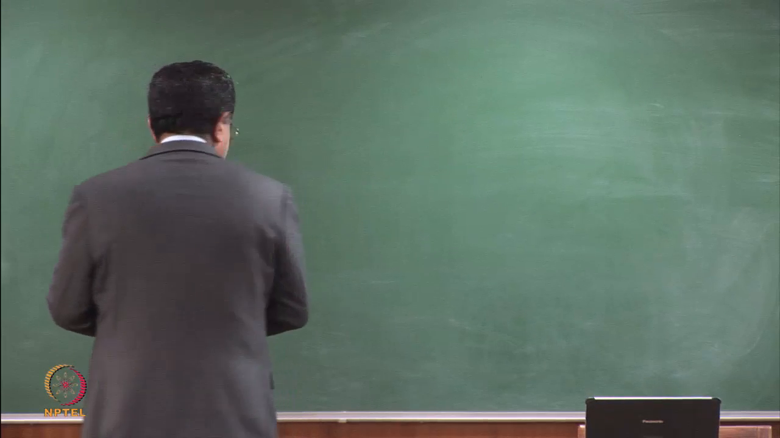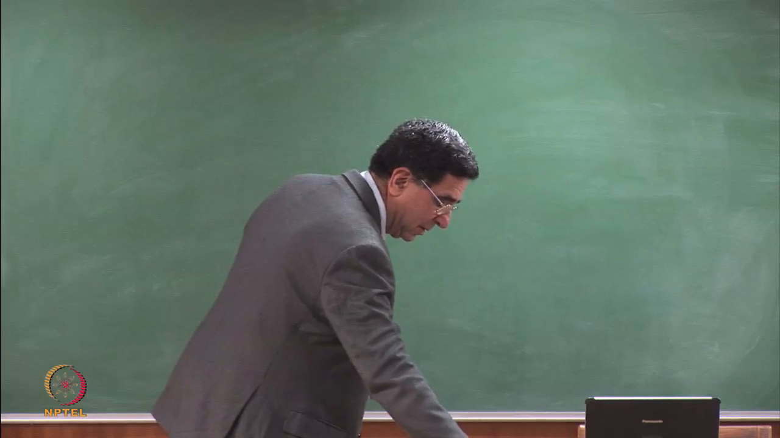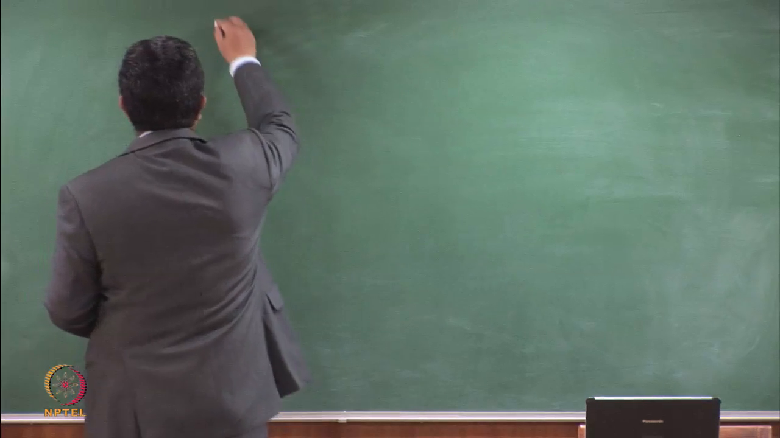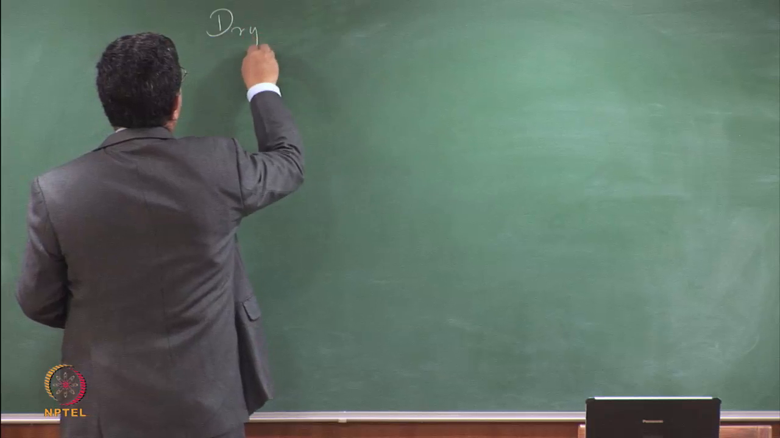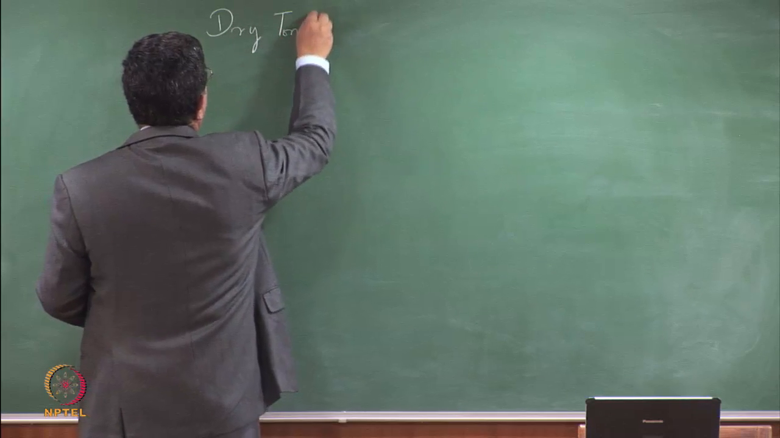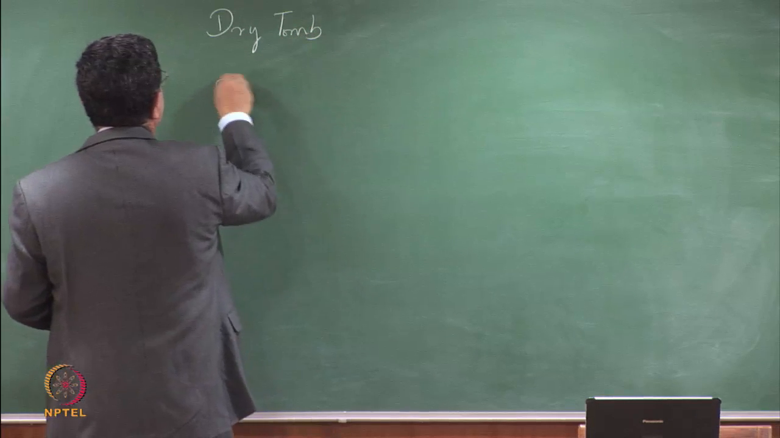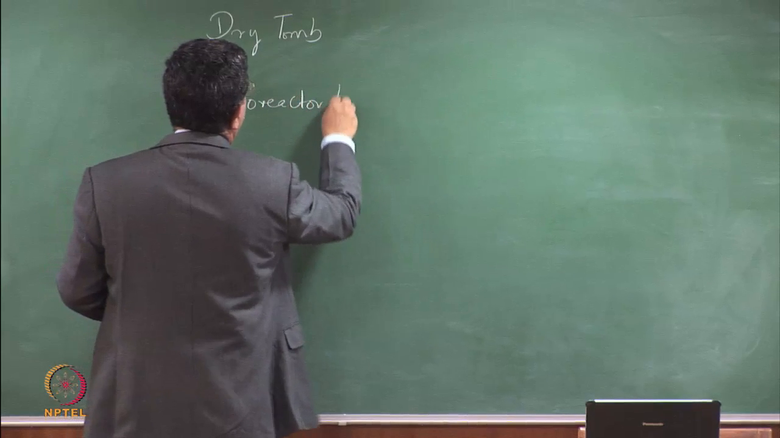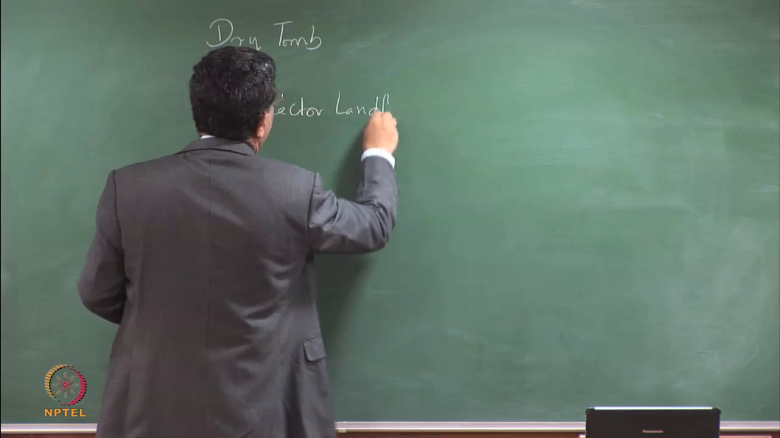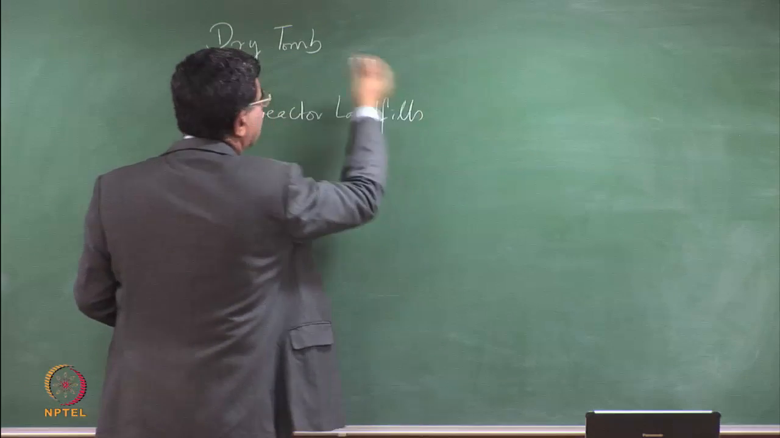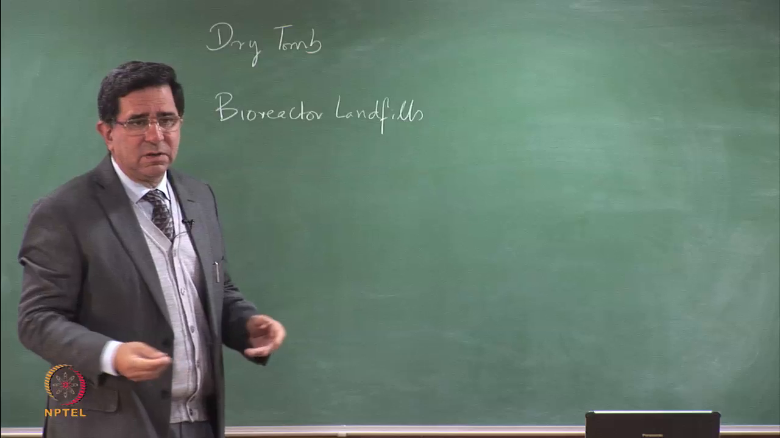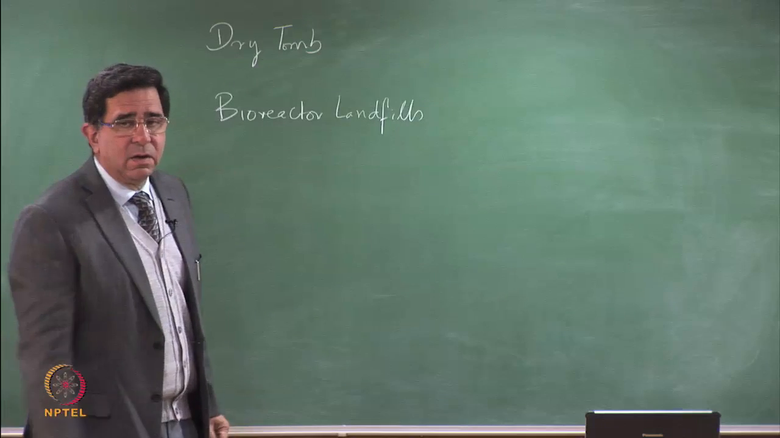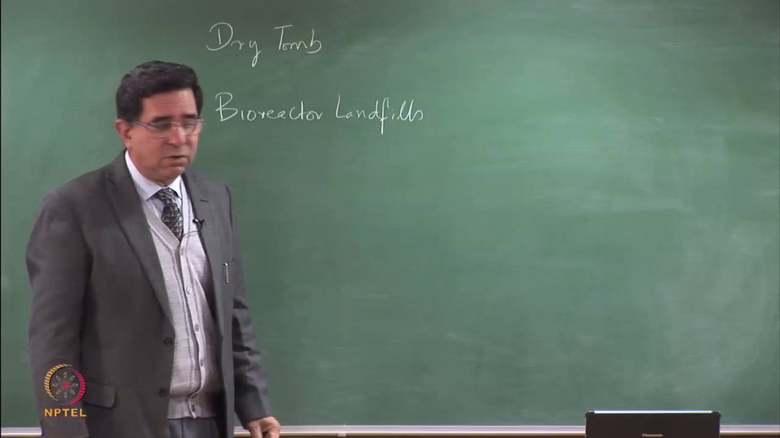So there are 4 types. Let's put them. So I've talked about dry tomb, and you're talking of bioreactors. Incidentally, I can recirculate the leachate in a dry tomb also. That's just one of the leachate management strategies that you have.